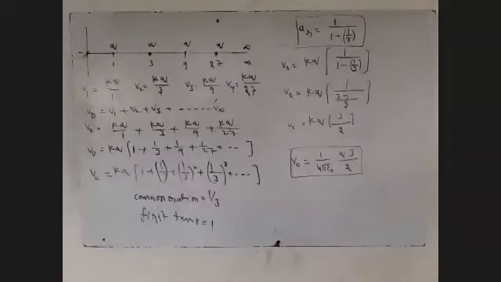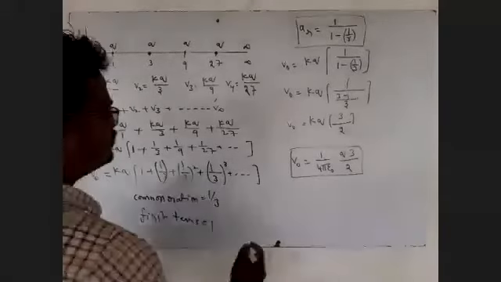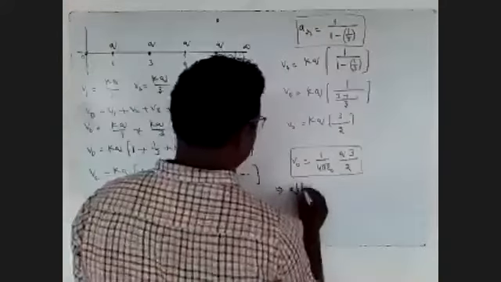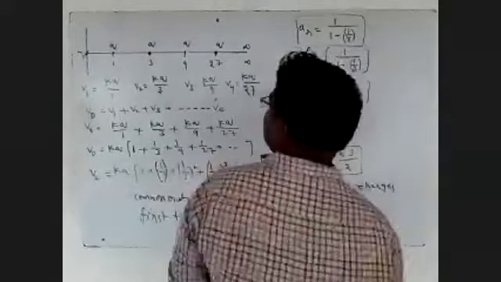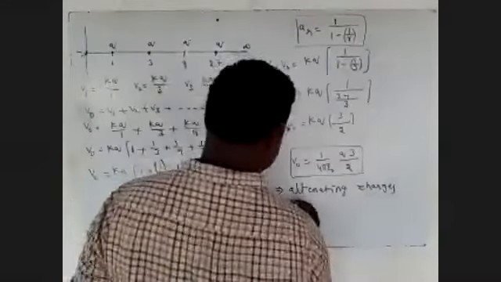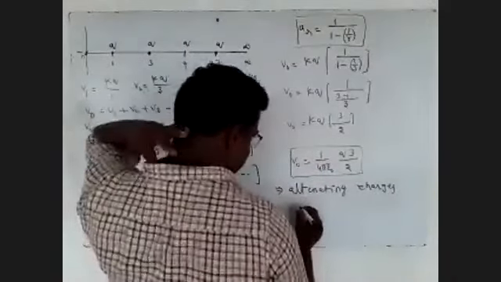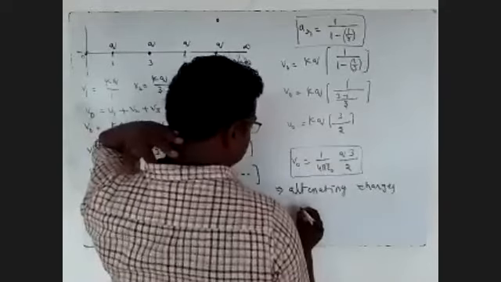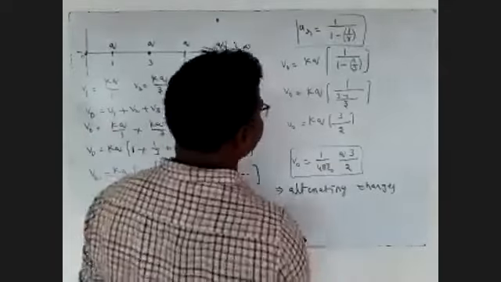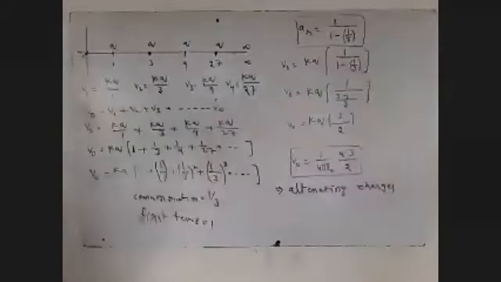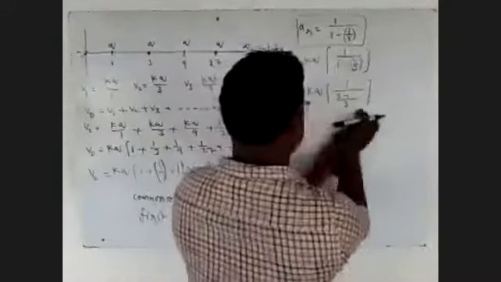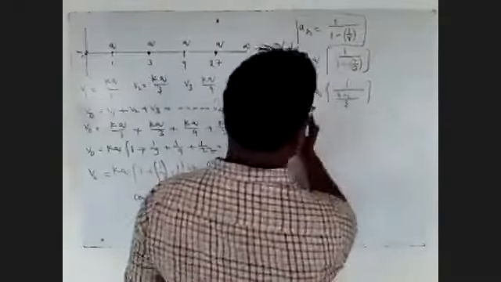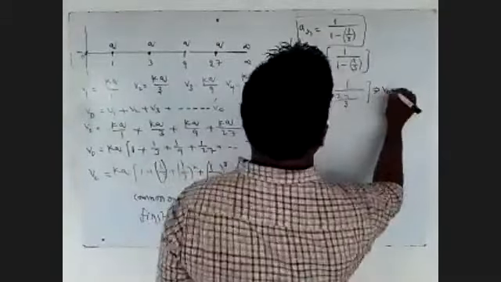So we are taking alternating charges. Alternating charges means one is a plus and the other one is a minus. Suppose, for example, alternating charges are taken. So V naught is equal to KQ.